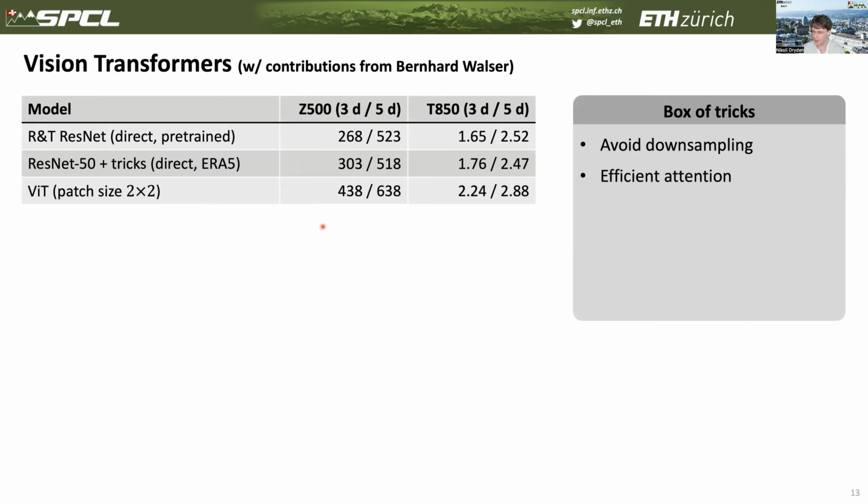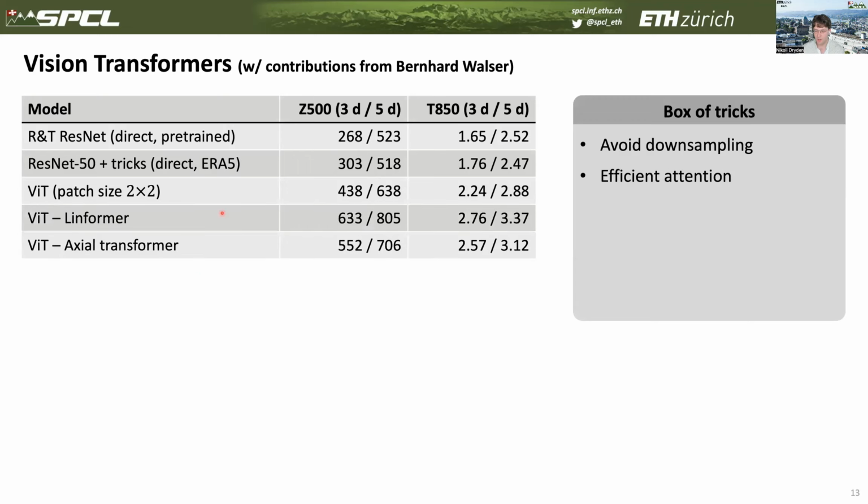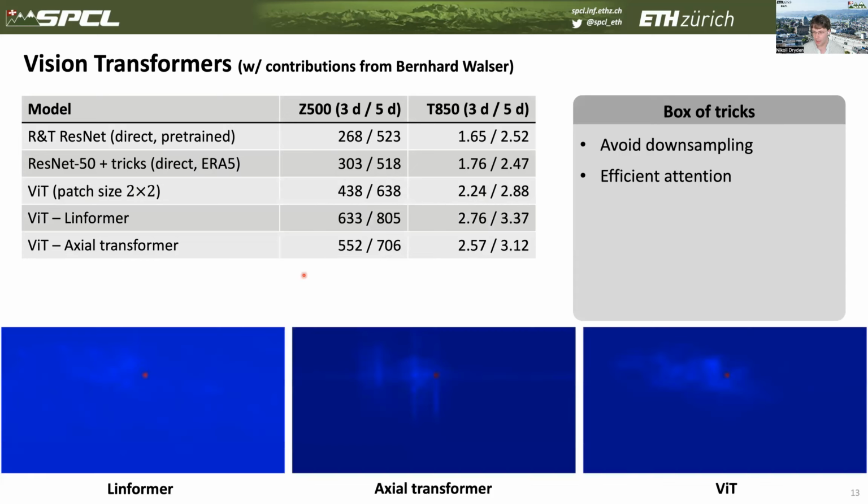So we can try some efficient attention mechanisms, in particular using a Linformer or an axial transformer. Unfortunately, neither of these are performing well. As a bit of an intuition, you can again look at the saliency maps, where you see compared to the vision transformer, there's a lot of spurious attention going on, spurious correlation that's being learned by the network, unfortunately.